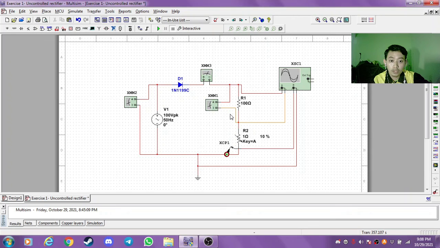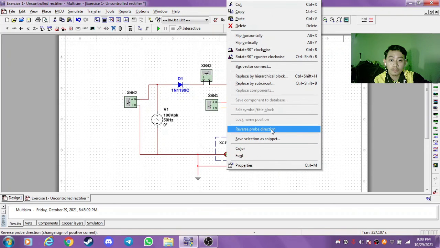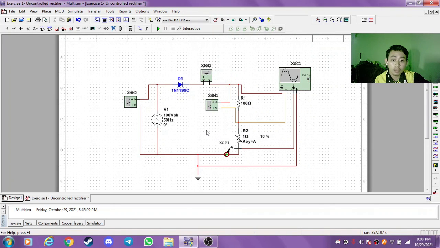And not to forget, we were asked to get the waveform for the V maximum and also for the output current, for the inverted output current, right? So this is a current clamp, which is very useful to obtain the waveform for the current. And this current clamp has reverse probe direction, which we need to use in this case, as we want the inverted output current. So to have a look at the reading, I will run the simulation.